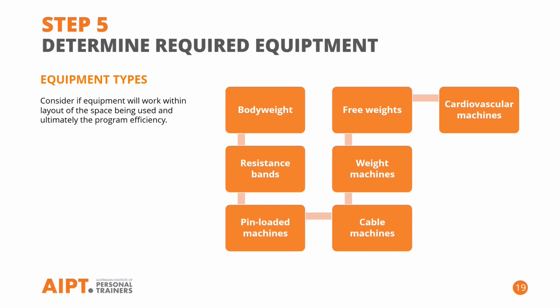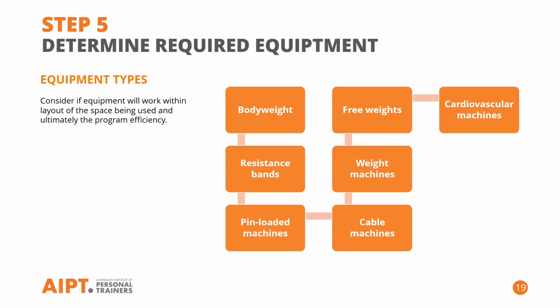So we can do just body weight movements by itself with no equipment, or we can transition through some of the different machines or equipment we've got available to us. So whether that's bands, pin loaded machines, cable machines, free weights like dumbbells and kettlebells, barbells, as well as cardiovascular machines.